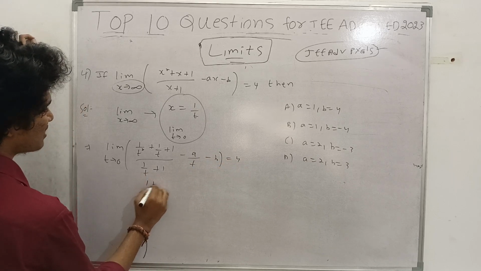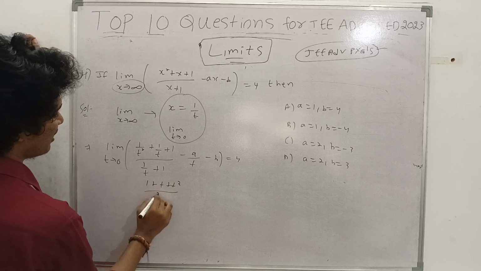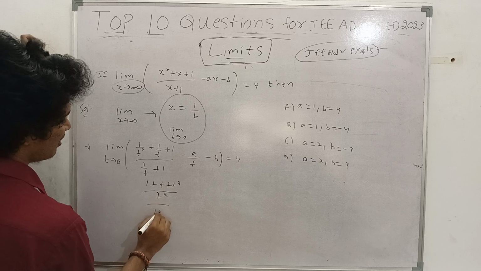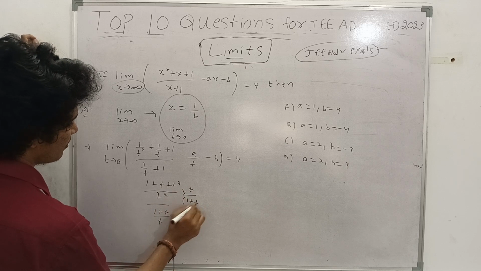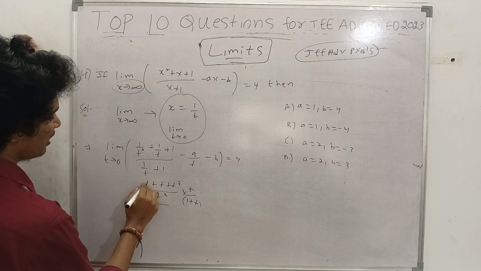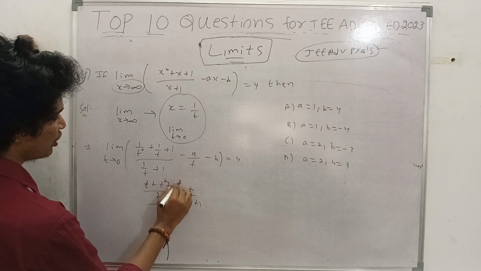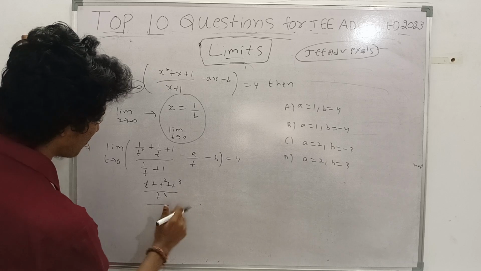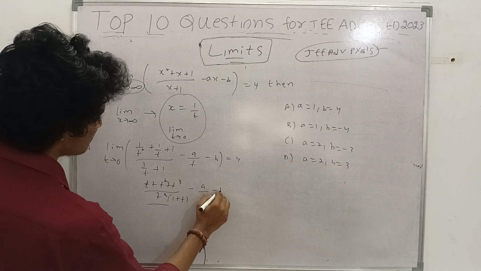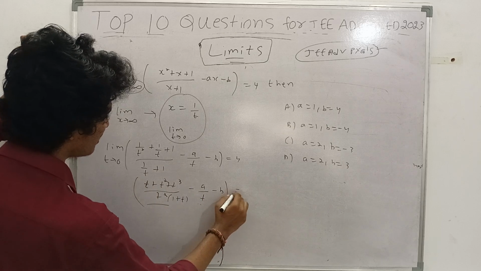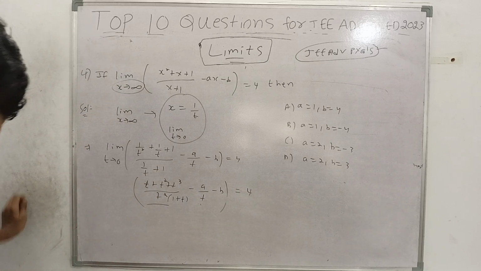So it will be 1 plus t square divided by t square, divided by 1 plus t divided by t. It will be t divided by 1 plus t. So what will it be? It will be t square and t cube, and here it can be multiplied by 1 plus t, minus a by t minus b. This is the complete thing, and this thing is equal to 0. Understand?